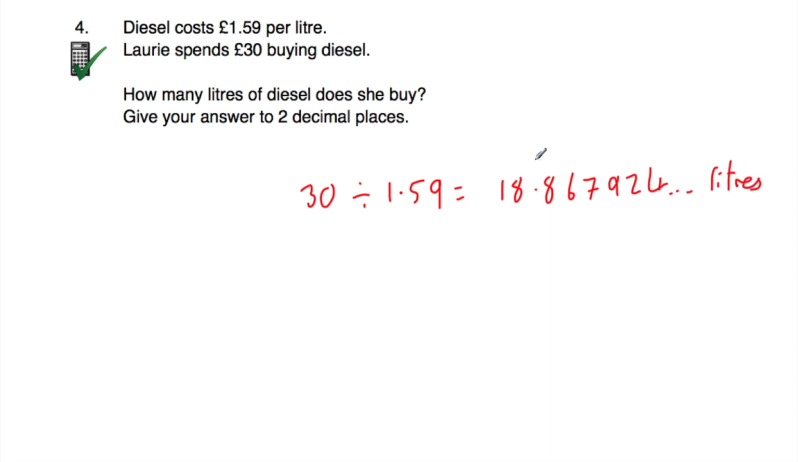Now in this question, we've been asked to give our answer to 2 decimal places. So that's going to be 18.8, and then we've got 6 7, so it's going to round up to 7. So it's going to be 18.87 litres to 2 decimal places. So Laurie buys 18.87 litres of diesel.